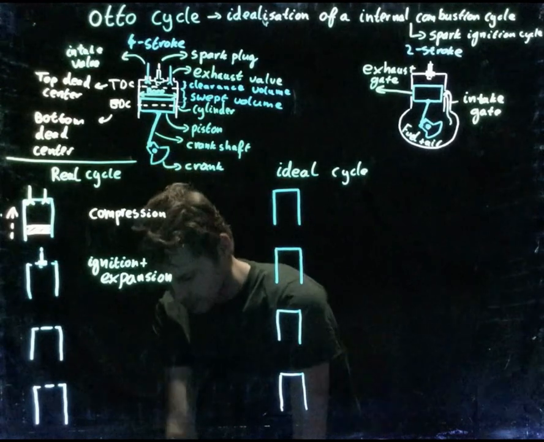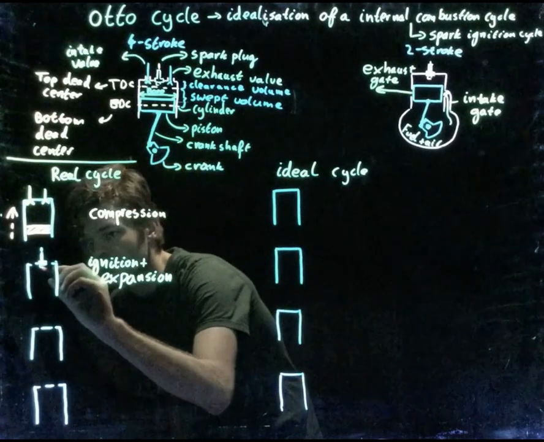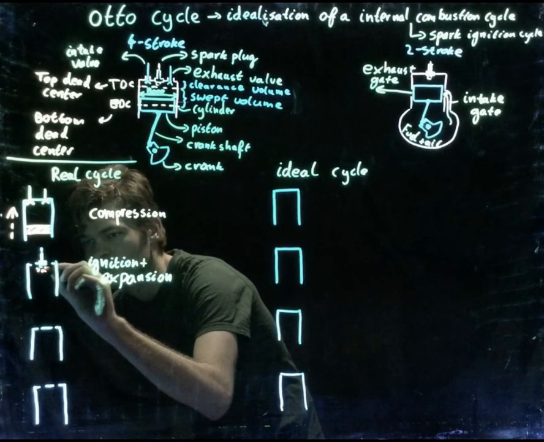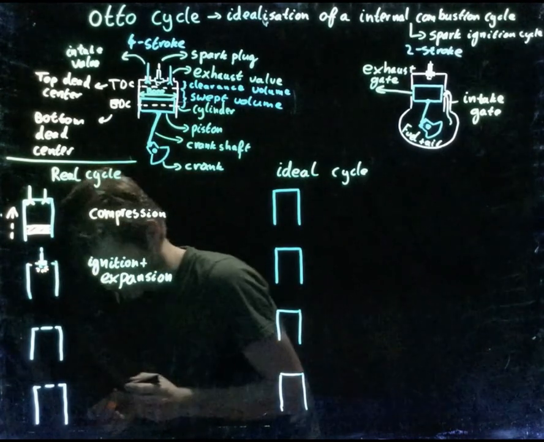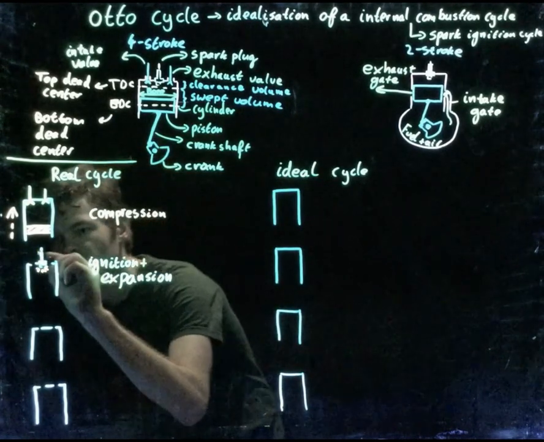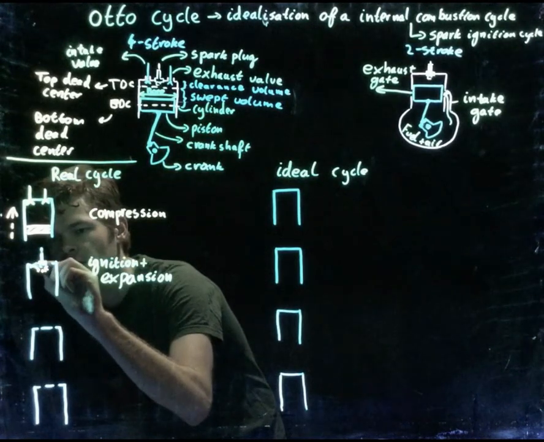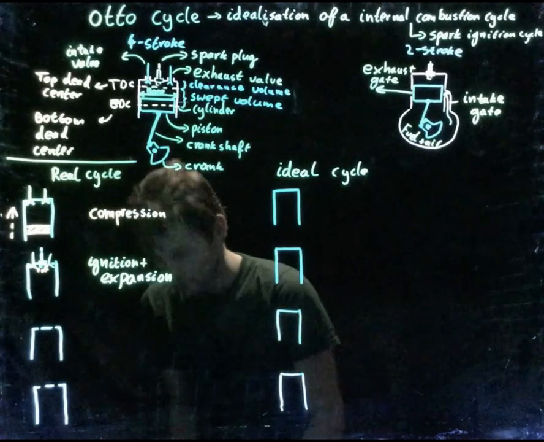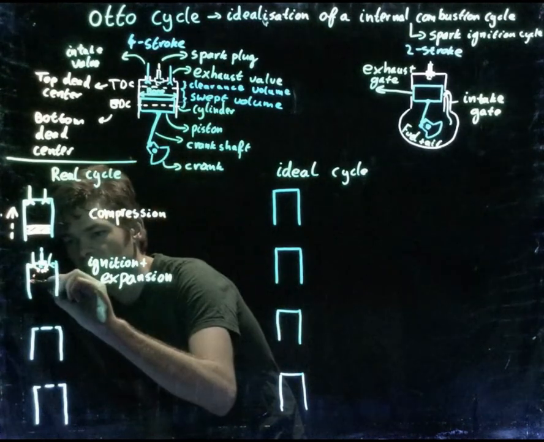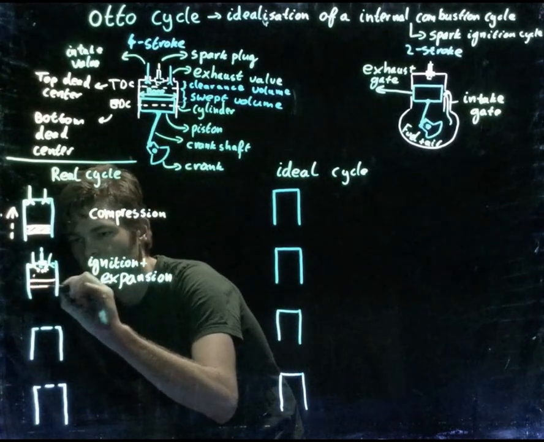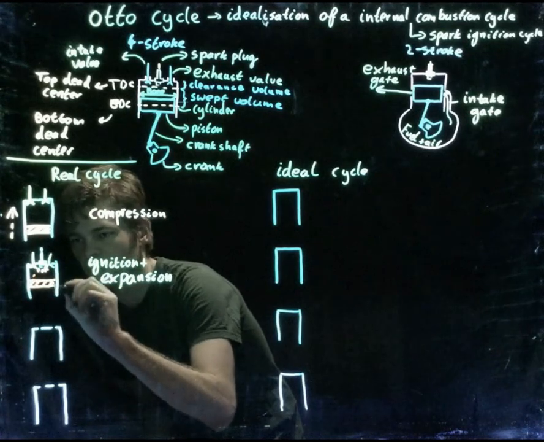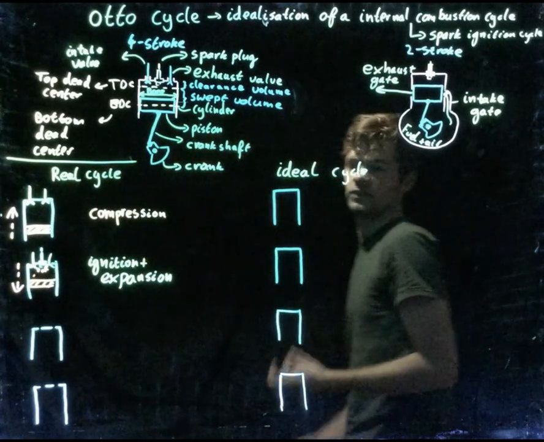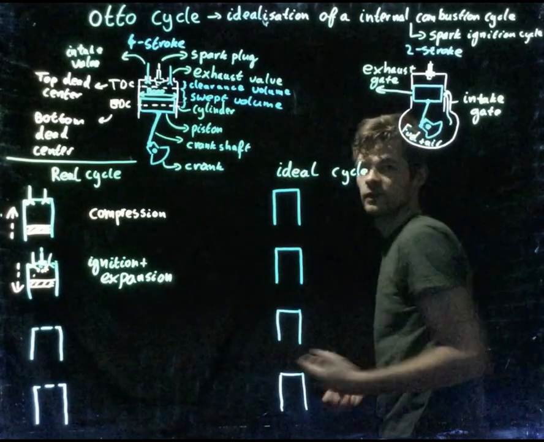So I'm going to draw it over here. We have the spark plug giving a spark like this. And still all these valves are locked. So nothing flowing out. So there's only one way our piston can go, and that's the way down. And in this cycle, power is generated.